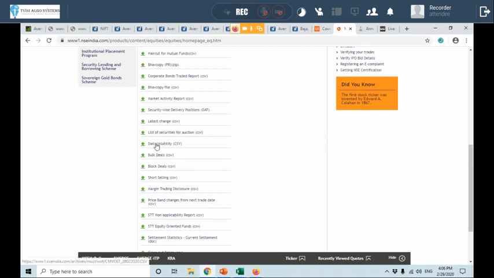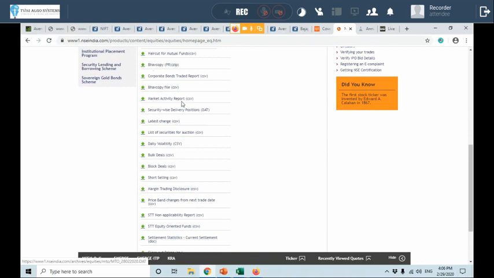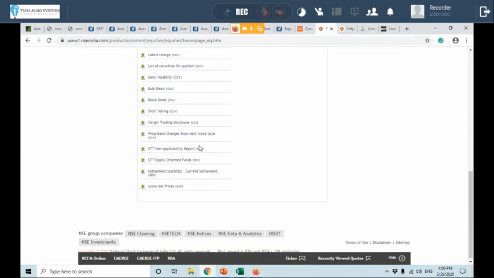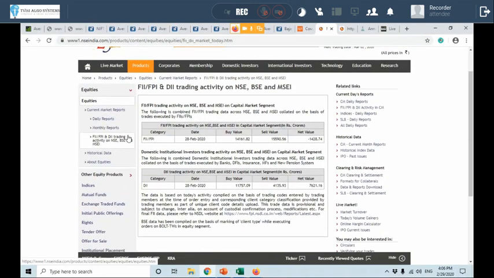Daily volatility will tell you the daily volatility of each stock. List of securities, security wise delivery position. This Bhav copy is fine. Let's look at this. What is this? Okay, I can't translate this. Forget it. Okay, now let's look here. This will give you information on what FII and FPI did on that day.